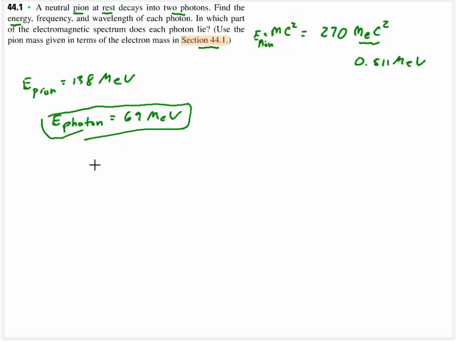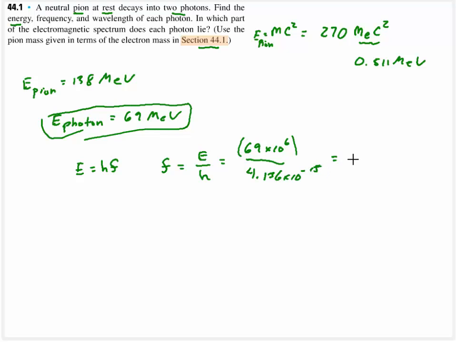Now it's pretty straightforward. We're just going to come back to our old friend, E is equal to h multiplied by frequency, and so from there we can say that the frequency is going to be equal to the energy divided by Planck's constant. So we've used this guy quite a bit. So the energy is going to be 69 times 10 to the 6 electron volts. Go ahead and divide that guy by Planck's constant. I'll use the one in electron volts, 4.136 times 10 to the negative 15th. And we type that in, we're going to get 1.67 times 10 to the 22nd with a unit of hertz.